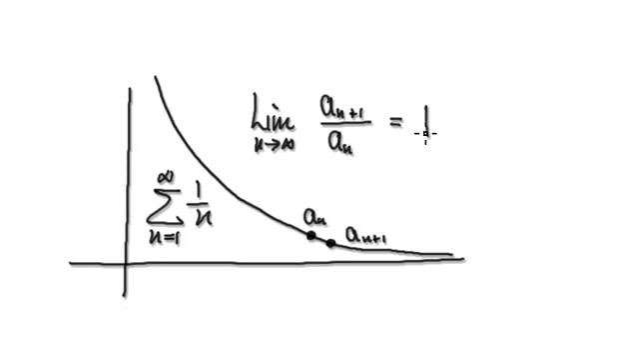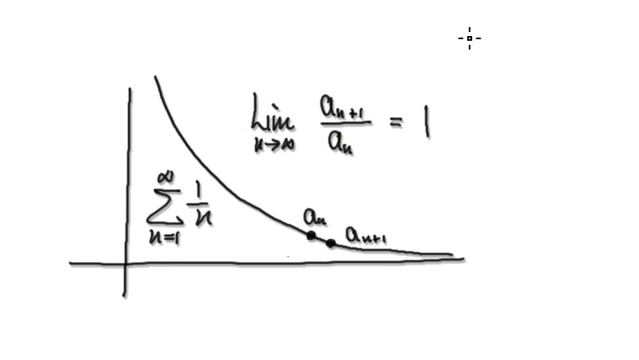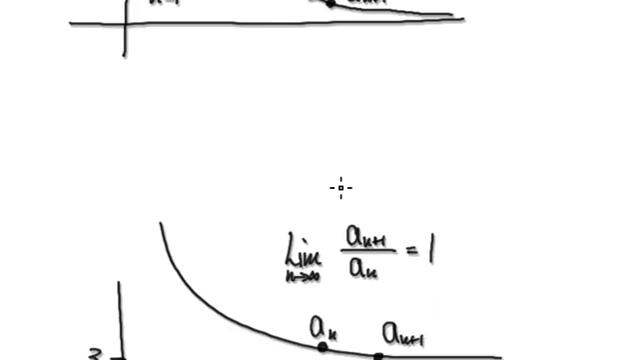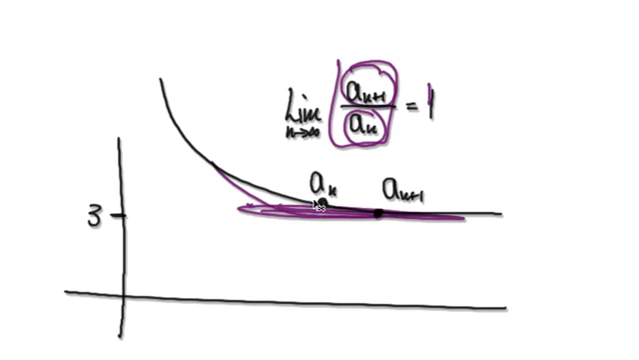Remember, an plus 1 divided by an doesn't tell you the limit, even though you're taking the limit here. It only tells you that the graph is flattening out. When you get an plus 1 divided by an, and the limit of this thing equals 1, it only tells you that the graph is flattening out. It doesn't tell you what the limit is.